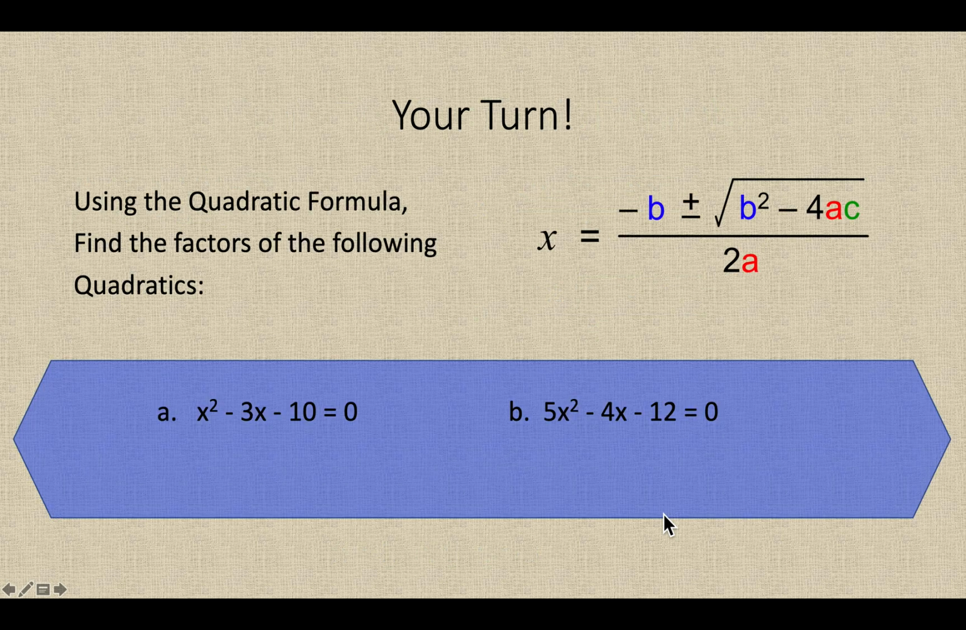So I want you to give this a try. Using the quadratic formula, find the factors of the following. And so I'm giving you 2 here. So x squared minus 3x minus 10, and then 5x squared minus 4x minus 12.